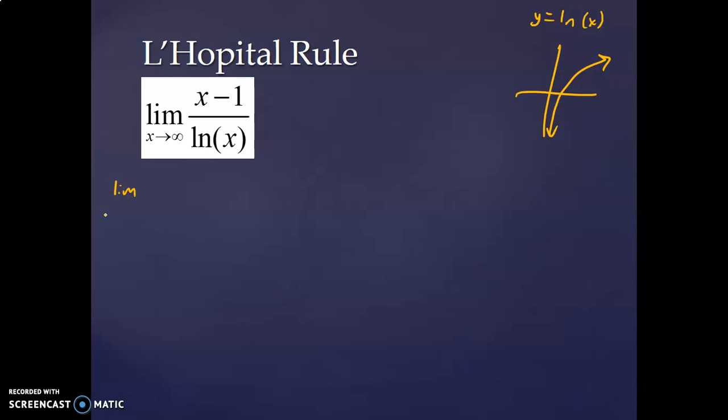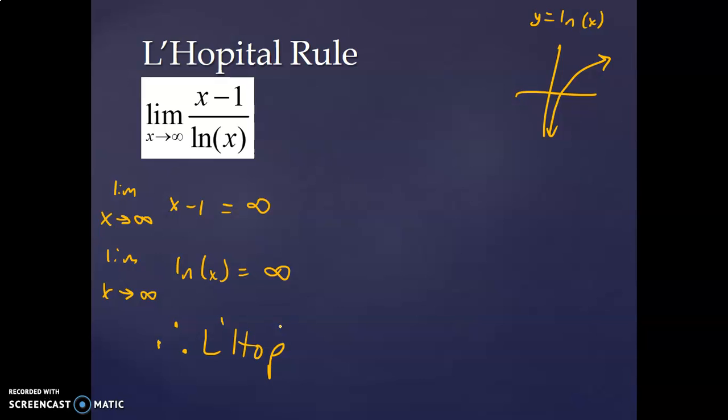So I'm going to write out the limits for the top. Again, don't write equals infinity over infinity. Write out two separate limit statements. So the limit as x approaches infinity of x minus 1 is infinity. The limit as x approaches infinity of ln of x is also infinity. Therefore, we can use L'Hopital's rule. So I take the derivative, keep my limit statement there for now.